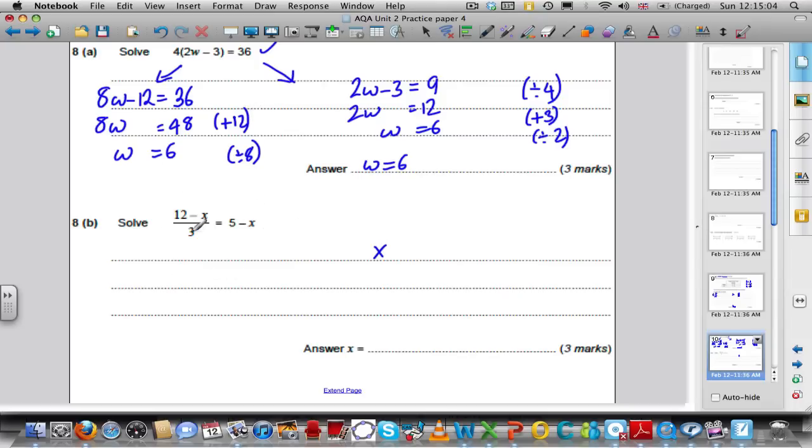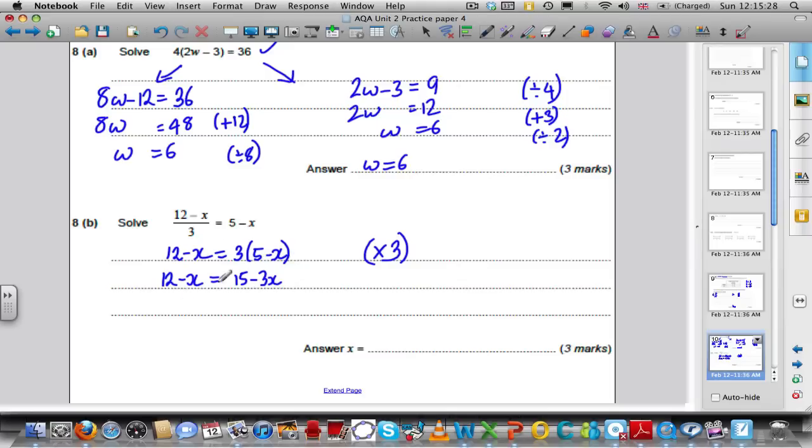Okay, solve the following. To remove the 3 on the denominator, I would multiply both sides by 3. That would leave me with the numerator on the left equal to 3 times the whole right hand side, 3 times 5 minus x. Expand brackets, so you've got 12 subtract x is equal to 15 subtract 3x.